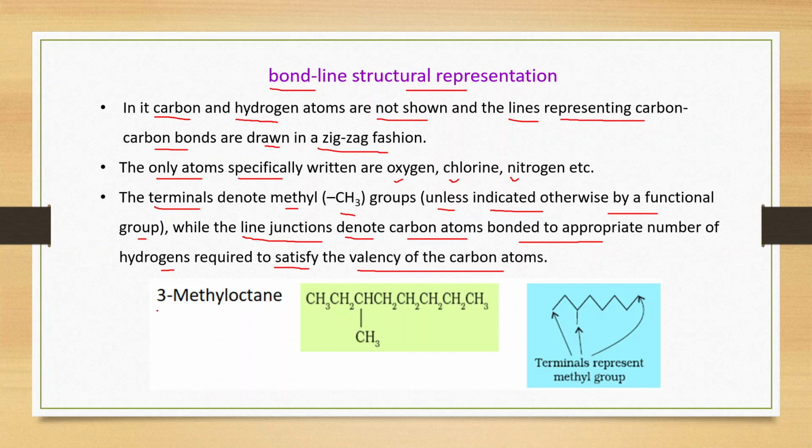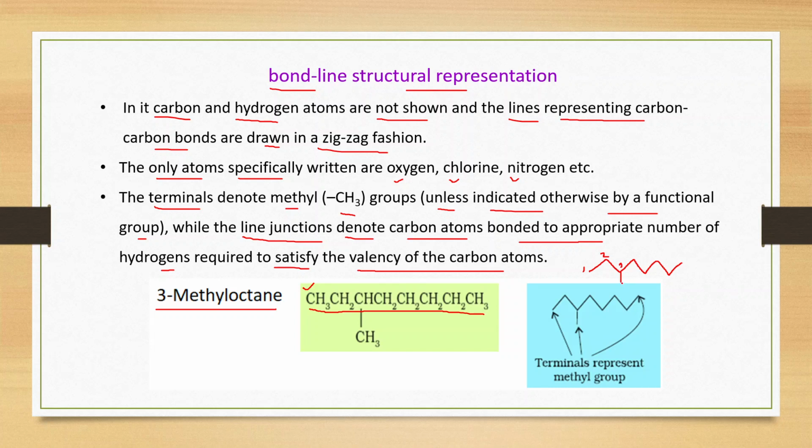For example, 3-methyl octane. This is the condensed formula of 3-methyl octane. In a straight chain, there are 8 carbon atoms. So in the bond line, we can represent it. This dot is the first terminal carbon atom. Then this is second, this is third, this is 4, this is 5, this is 6, this is 7, and this is 8. This is octane. And at the third carbon atom, there is a methyl. So this is first, this is second, and this one is the third carbon atom, and so this is methyl.